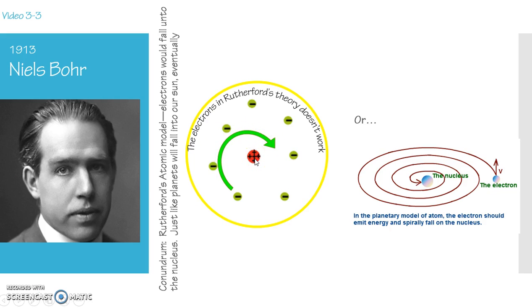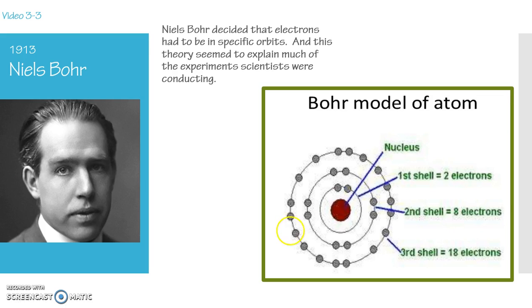Okay, and so he knows that this doesn't work. If you think about gravity, it would be pulling in the electrons, and when they're orbiting like a solar system, they would fall right into the nucleus, and so matter would not exist. So he came up with very specific orbits. Okay, and this theory seemed to explain much of the experiments that scientists were conducting at the time.